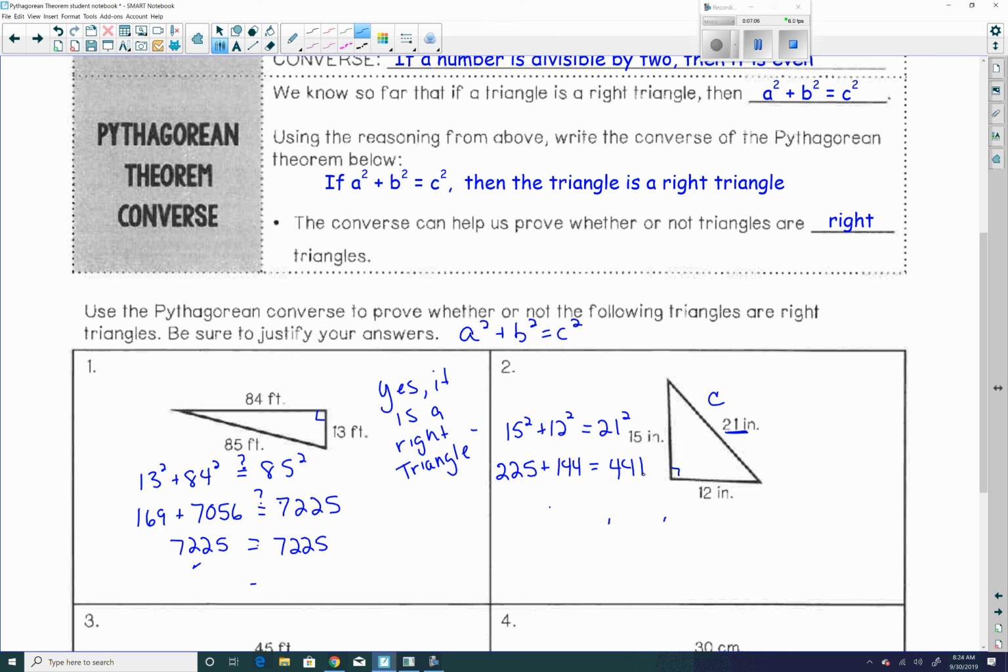So does 225 plus 144 equal 441? So 225 plus 144, I've got 369, and that does not equal 441. So what does that mean? It means it is not a right triangle. Okay.